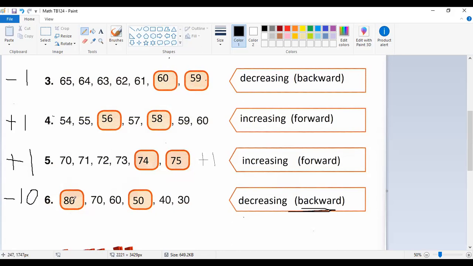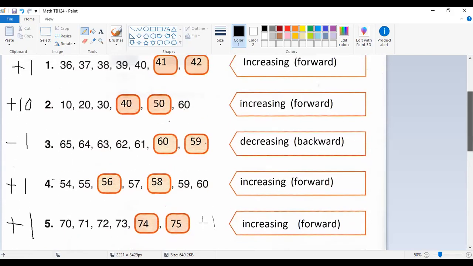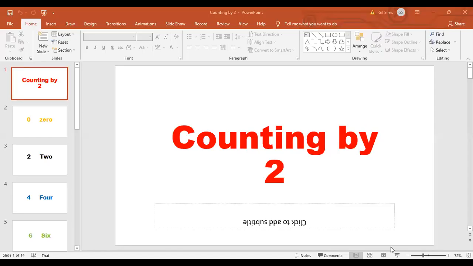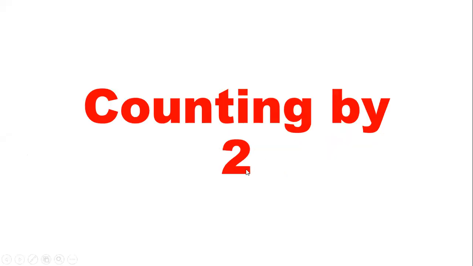So when we do our number sequence or our number pattern, what we're going to try to do is find out what our rule is. Is it minus 1, plus 1, plus 10, minus 10? But next time we do it, it's not just going to be 1 or 10, because number patterns can be any number. So let's finish off with just an example. What we're going to do next time, let's learn to count by 2.